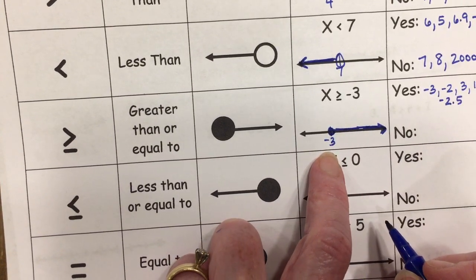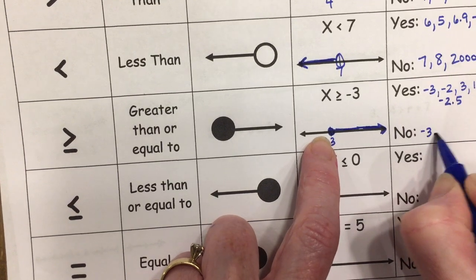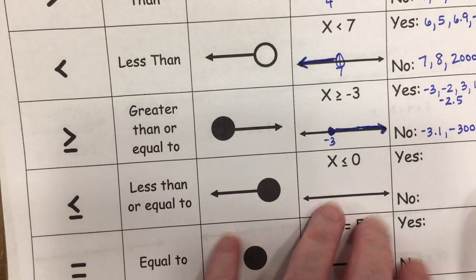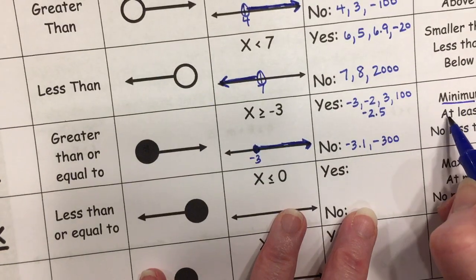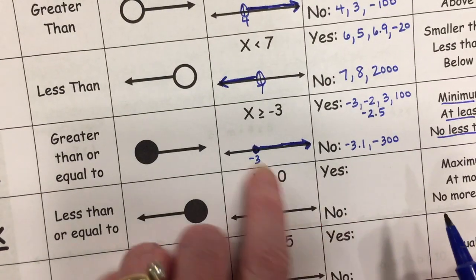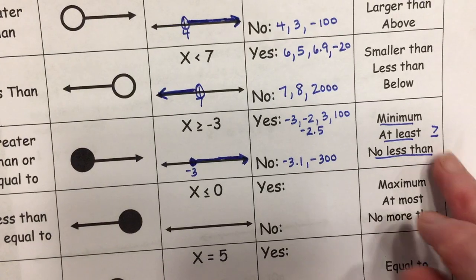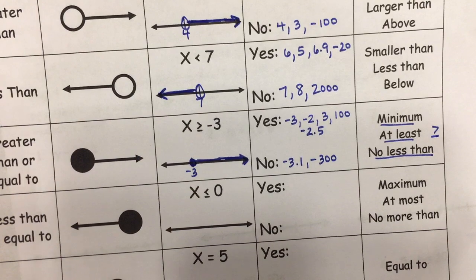And what's not a solution? Negative 3.1. Anything to the left, negative 300 would not be. Okay, again, minimum, at least, no less than. All of these mean greater than or equal to. So be paying attention to those when we get to word problems.